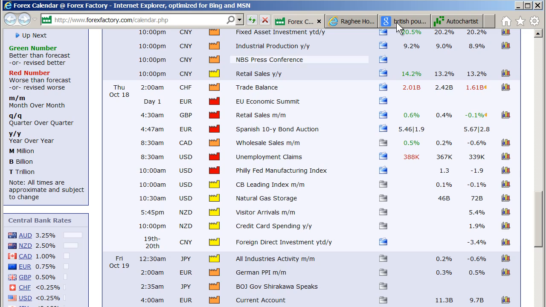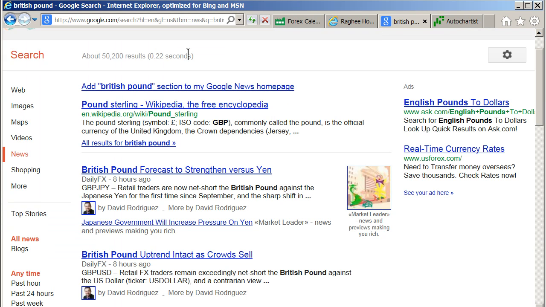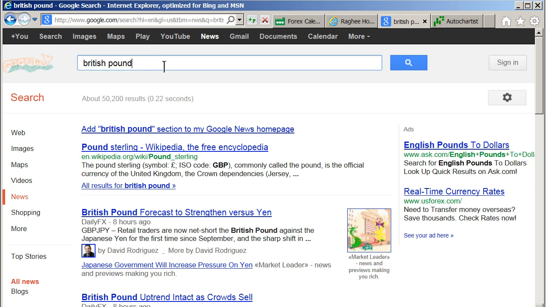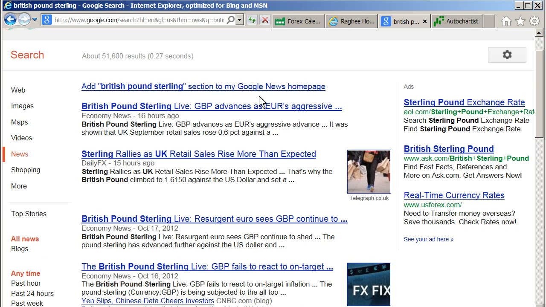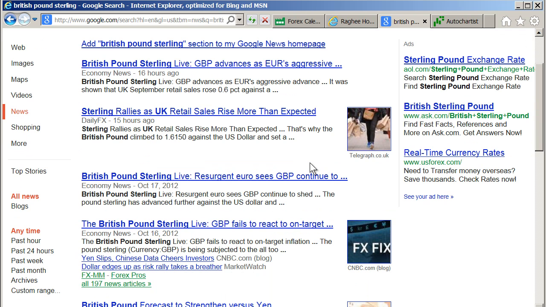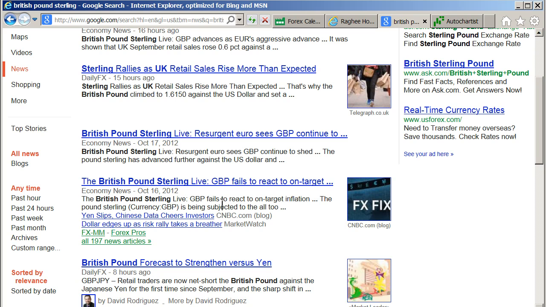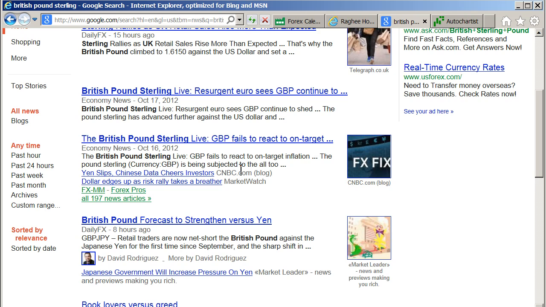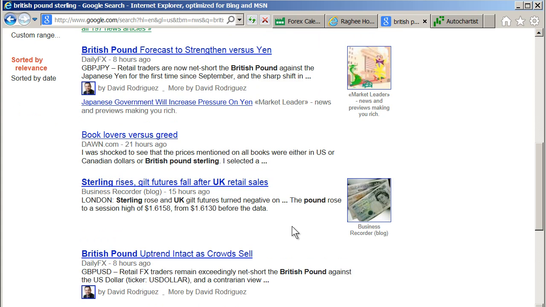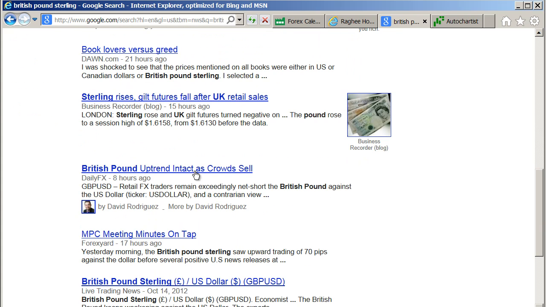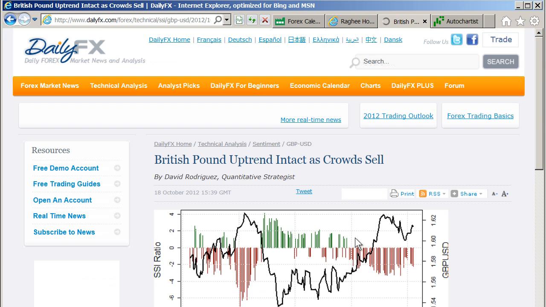So when it comes to the British pound and the weakness, the retail sales story seems to be a headline, but that was not the way in which the pair was discounting some sort of news. Fails to react to on-target inflation. Look at the date of the news bit. Again, here's 8 hours ago. MPC minutes on tap from 14 hours ago.